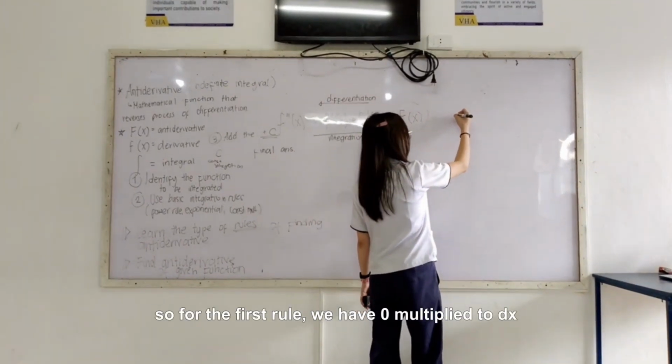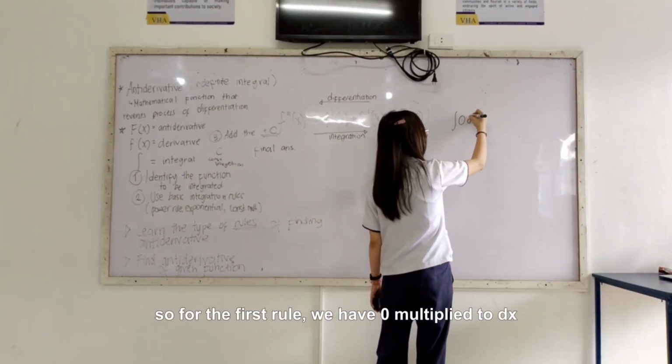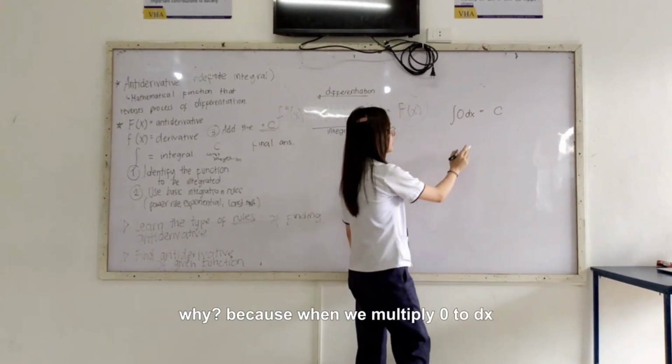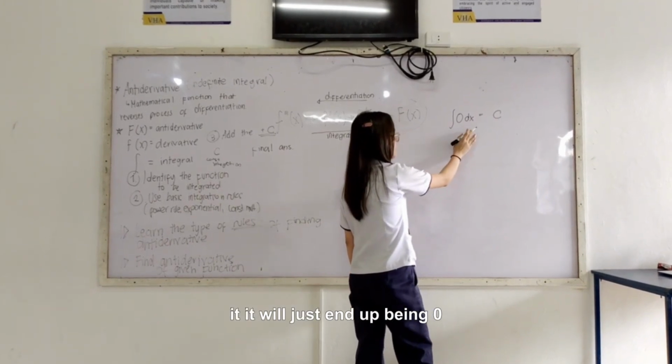So for the first rule, we have 0 multiplied by dx is equal to C. Why? Because when we multiply 0 to x, it will just end up equal to 0.